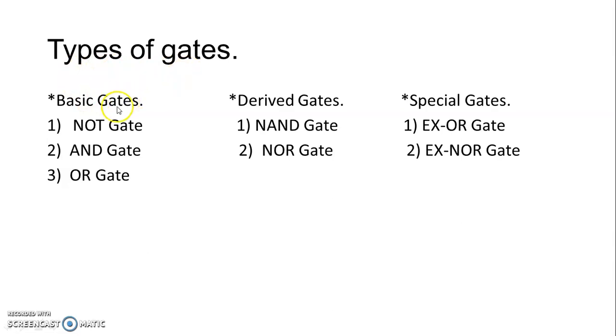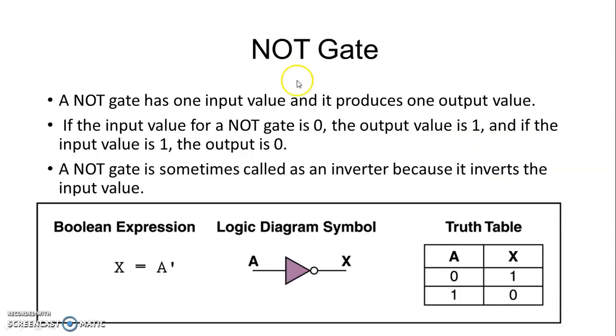Types of gates. There are basically three types of gates, which are basic gates, derived gates, special gates. In basic gates, there are NOT gate, AND gate, OR gate. In derived gates, there are two types of gates, which are NAND gate, NOR gate, which are derived from AND gate and OR gate. In special gates, there are again two types of gates, which are XOR gate, XNOR. Now we will see each gate one by one.